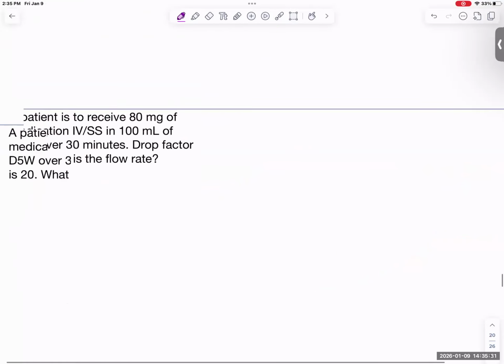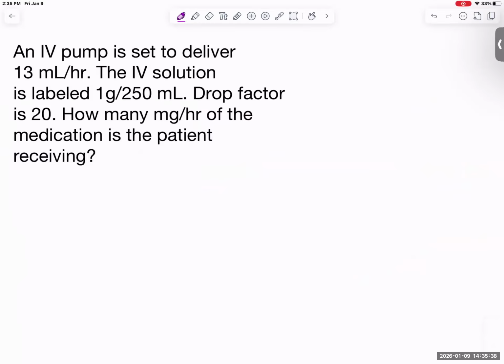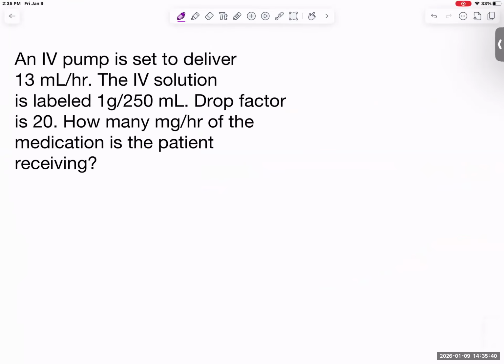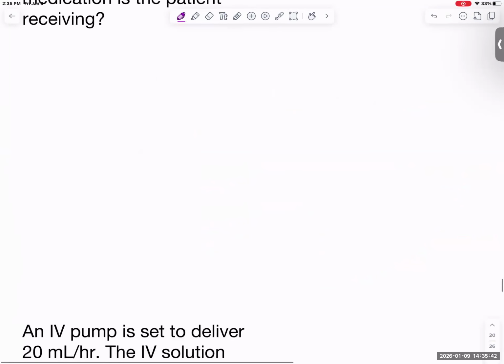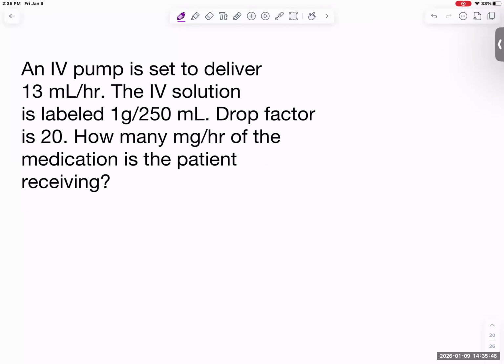All right. So the other examples, now these are all taken from all the sheets that you have. This is another IV type of question, but this one's asking you something very specifically. So I'll do this one with you. An IV pump, so right away I know I have a computer running because it's telling me it's set to deliver 13 milliliters an hour.